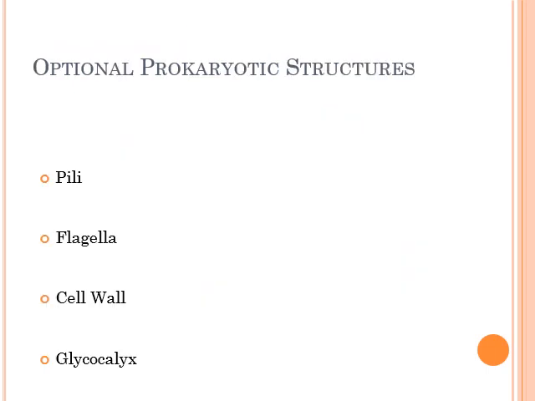Once we get through those structures that all prokaryotes have, we have a few structures that are sort of optional structures. They're bits and pieces that some prokaryotes have and others don't. So in this particular lecture, we're going to talk about pili, flagella, a cell wall, and my personal favorite, and you'll hear it a lot, is glycocalyx. I like glycocalyx. It's not just fun to say. It's got an amazing array of uses.